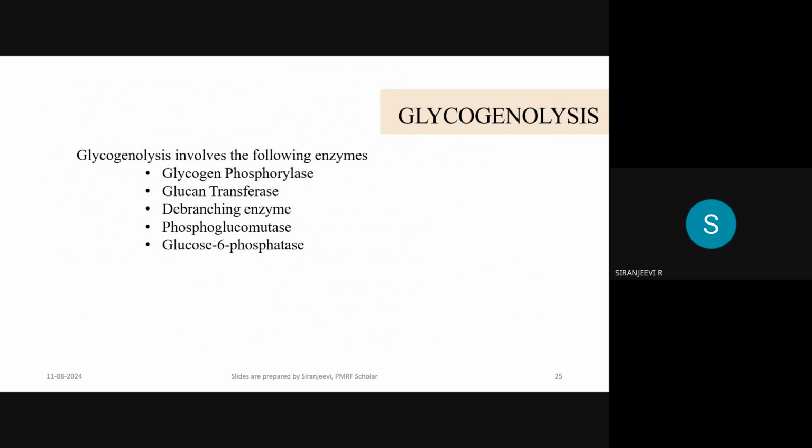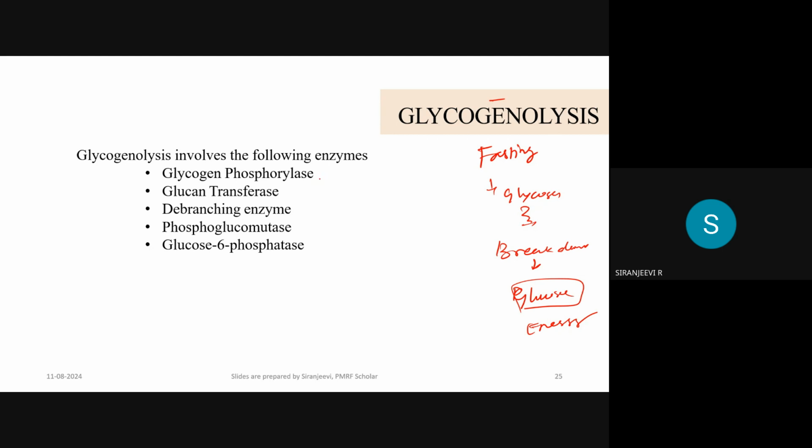Then glycogenolysis. Glycogenolysis is the breakdown of glycogen. What will happen whenever we are not eating or we are fasting? During the fasting condition, the glycogen that is stored now should be broken down into glucose molecules. Only then will we get energy. Okay, how does this kind of mechanism work inside the cell?